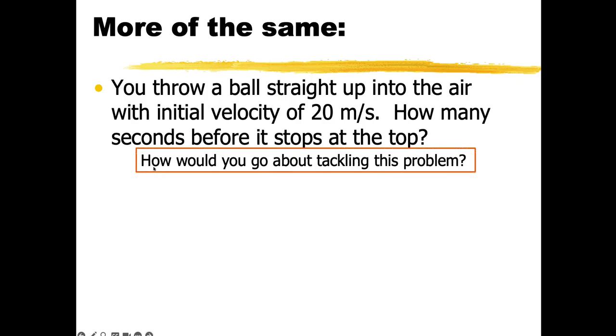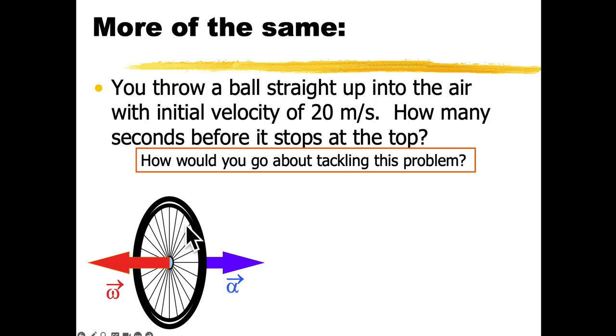Well, of course, you're going to build a data table. And from that data table, you're going to ask, what variables am I looking for? What do I not have? What do I have? That's going to help you pick a kinematic equation. And then from that kinematic equation, you're going to solve for the time, right? And you could tackle this. Well, guess what, class? We're going to use the exact same strategy for thinking about rotational things.